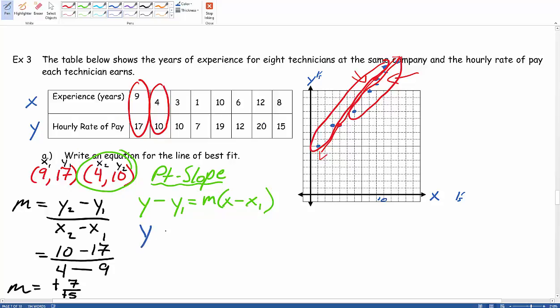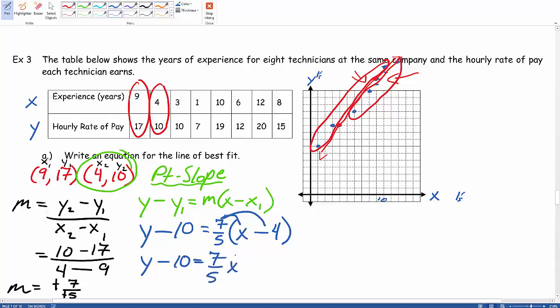The first y is going to stay y just as it is, minus our y1. We're going to throw in our y value for this, so we have 10 equals our m, 7/5, that we just found, times our first x, which stays an arbitrary x, minus our x from our coordinate, which is 4. Going ahead and distributing, the left side is still going to stay exactly the same, equals 7/5 times x gives us 7/5 x. 7/5 times negative 4 gives us negative 28/5.